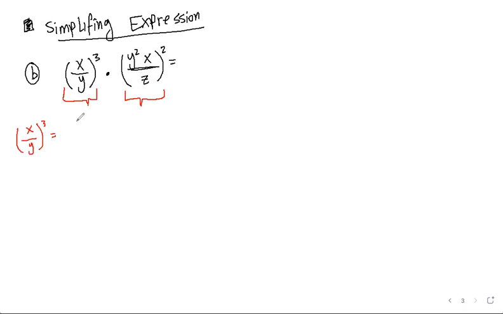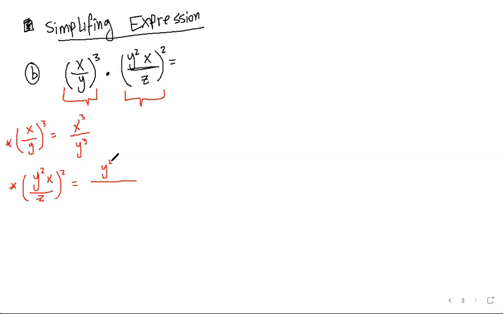What does that equal? x to the third, and y to the third. Yeah. Okay. So for the second one, what do I do with the second one? y squared x over z, everything to the power 2. What does that equal? y to the 4.